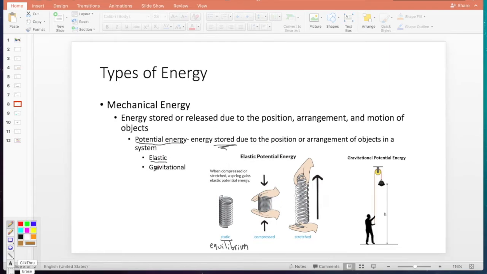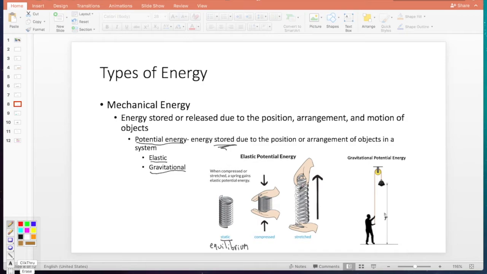Another type of potential energy is called gravitational potential. This is due to objects being lifted off of the ground. So again, energy due to the position and arrangement of objects in the system. So the Earth is down here. The Earth is exerting a gravitational force, and if I lift an object off the ground to a certain height, I have just stored into it a type of potential energy, just like the spring earlier.